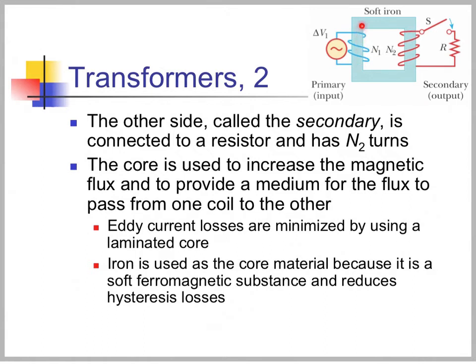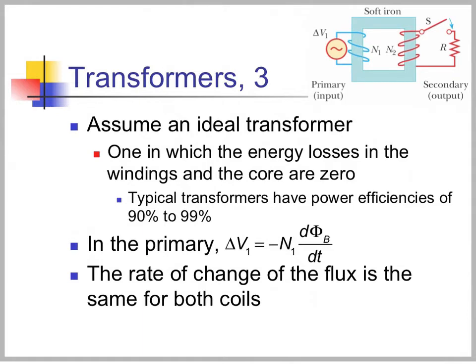Eddy current losses are minimized if I use a laminated core. So it's not a solid iron core, it's pieces of iron glued together. Iron is often used as the core material because it's a soft ferromagnetic substance and it reduces things called hysteresis losses. We're going to assume that we have an ideal transformer, one in which the energy losses in the windings and the core are zero. Typical transformers, though, have efficiencies between 90 and 99%, not 100%, but very close.